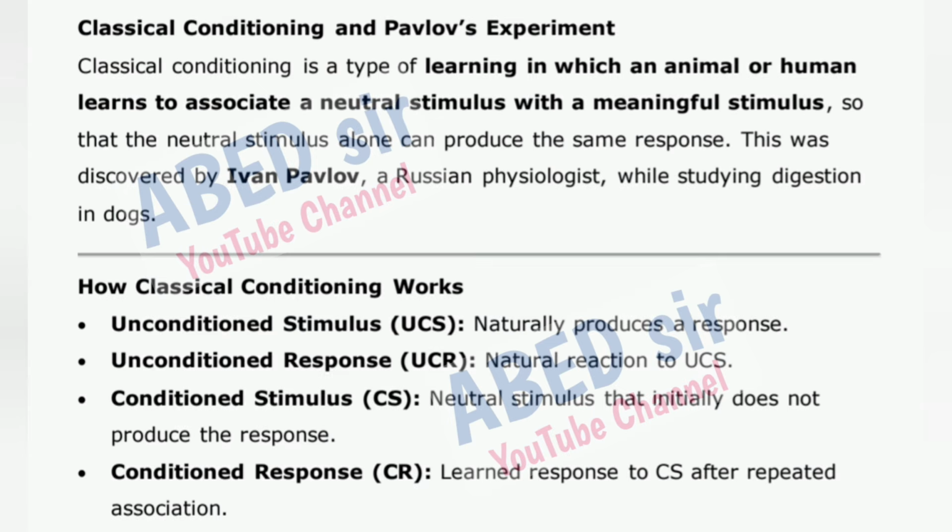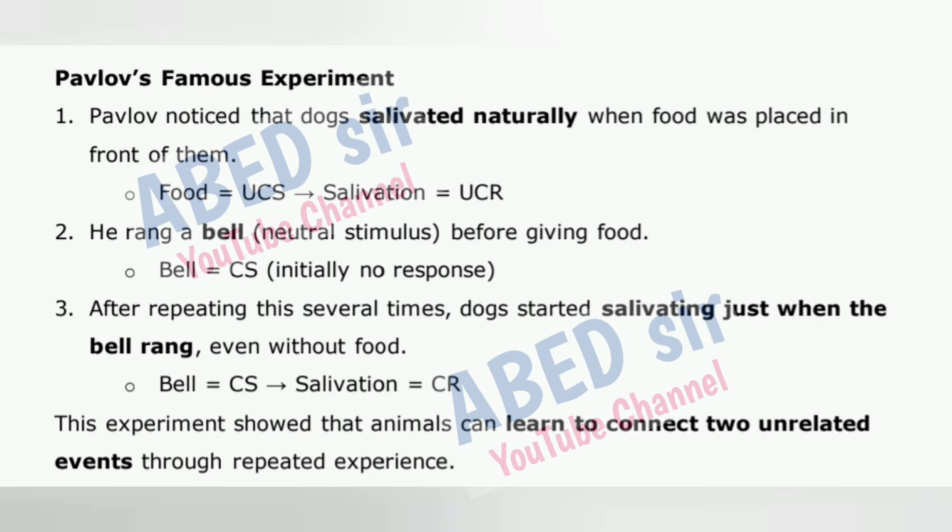How classical conditioning works. Unconditioned stimulus, UCS, naturally produces a response. Unconditioned response, UCR, natural reaction to UCS. Conditioned stimulus, CS, neutral stimulus that initially does not produce the response. Conditioned response, CR, learned response to CS after repeated association. Pavlov's famous experiment. 1. Pavlov noticed that dogs salivated naturally when food was placed in front of them. Food equals UCS, salivation equals UCR.